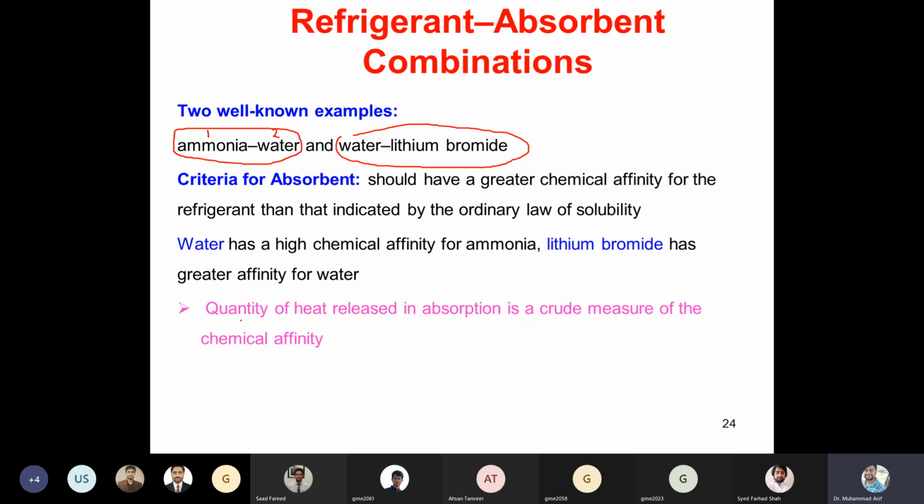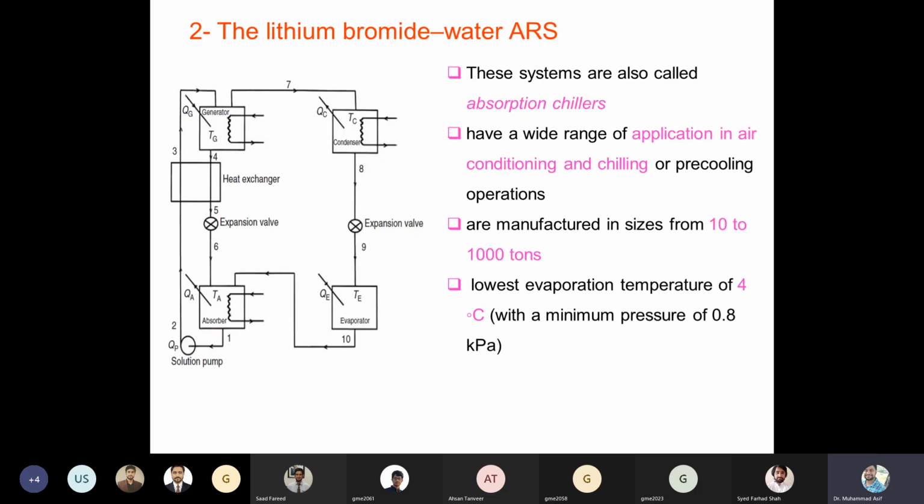There is a rough estimate that the quantity of heat released in the absorption is a crude measure of the chemical affinity. If the heat release is very high in the absorption process, that means it has a greater affinity for the absorption. Generally, there are many refrigerant-absorbent combinations, but the majority of systems are based on the ammonia water or water lithium bromide system, right? So the first one is the lithium bromide water absorption refrigeration system.